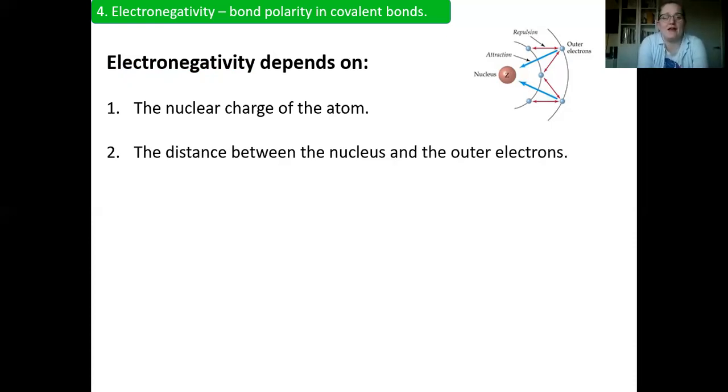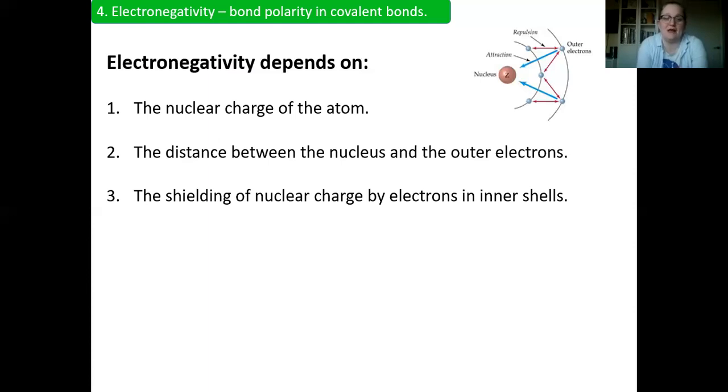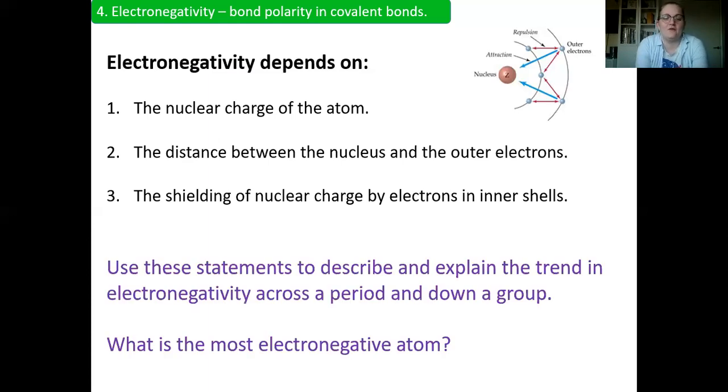Another thing that affects electronegativity is distance between the nucleus and the outer electrons. If we think about shielding, when we were talking about ionization energies, this has an effect as well. So shielding and the distance between the nucleus and the outer electrons makes an impact. So shielding of nuclear charge by electrons in a shell. So we've got nuclear distance, we've got shielding, we've got charge. So actually these are lots of the same things that affect ionization energies. So we can use these statements to describe and explain the trend in electronegativity across a period and down a group.